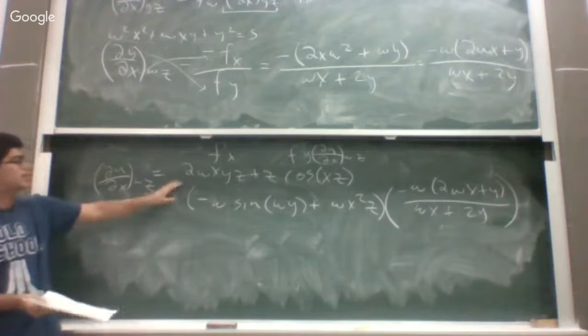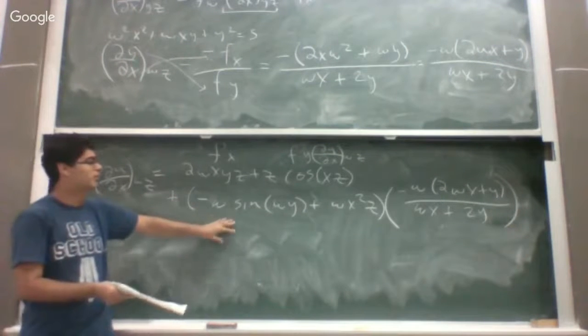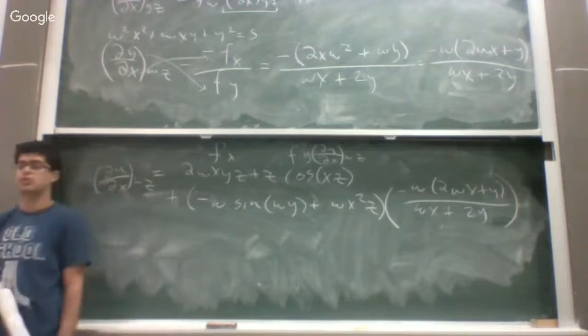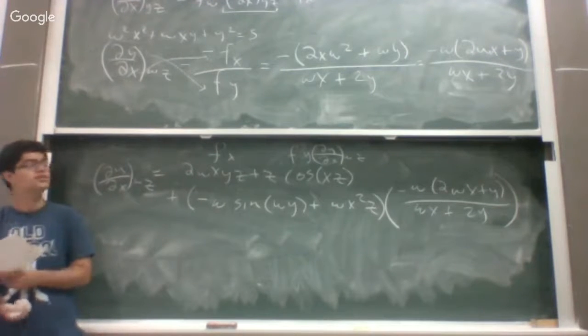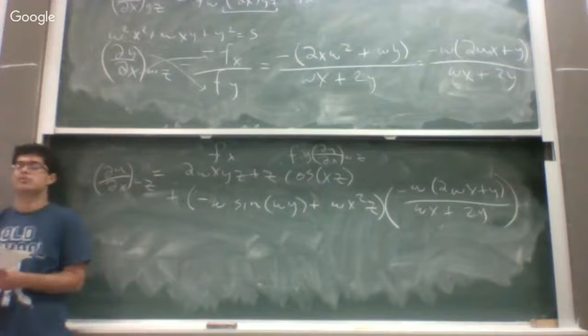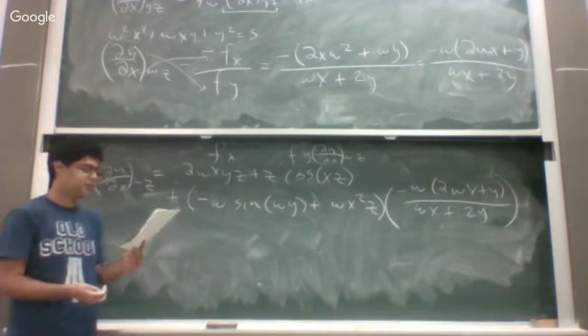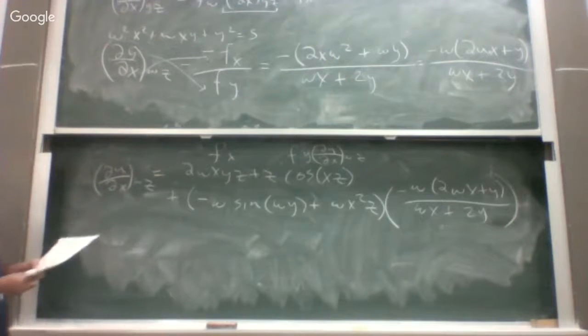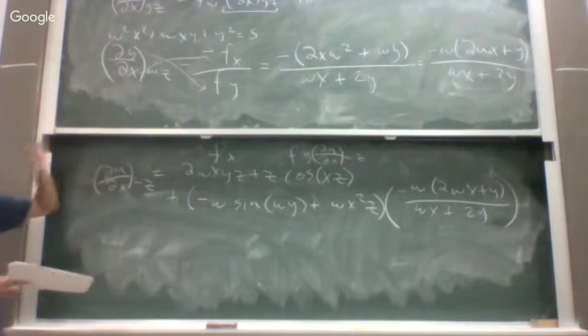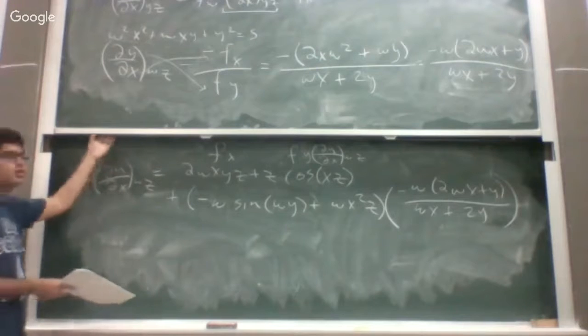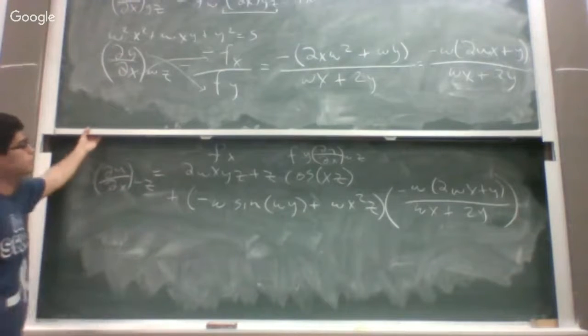You can take out like a z here and a w here, but you don't need to. Any questions on this one? In my opinion, if you have to choose between the implicit function theorem and doing it implicitly, use the theorem. It's like fill in the blank.